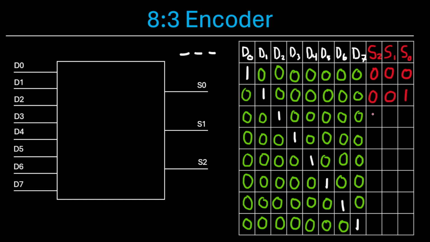If D2 is high, we want to output 2 in binary, which is 0, 1, 0. If D3 is high, we want to output 3 in binary, which is 0, 1, 1. If D4 is high, we want to output 4 in binary, which is 1, 0, 0. If D5 is high, we want to output 5 in binary, which is 1, 0, 1. If D6 is high, we want to output 6 in binary, which is 1, 1, 0. And if D7 is high, we want to output 7 in binary, which is 1, 1, 1.